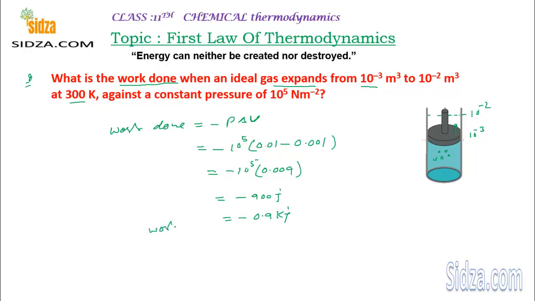So this is the work done by the system when it expands from 10 power minus 3 cubic meters to 10 power minus 2 against a constant pressure of 10 power 5 Newton per square meter. Hope you got the concept.